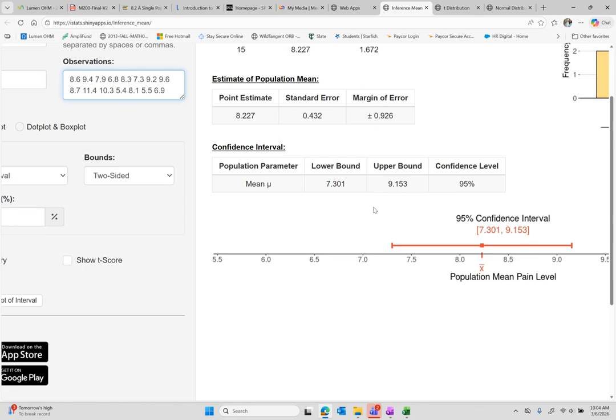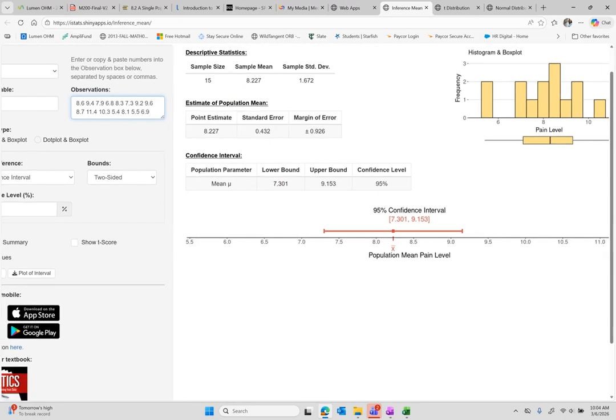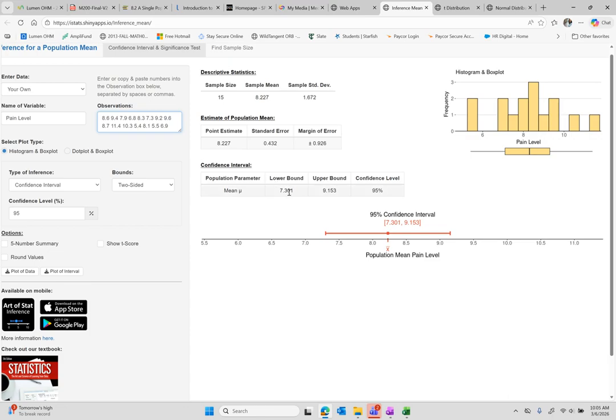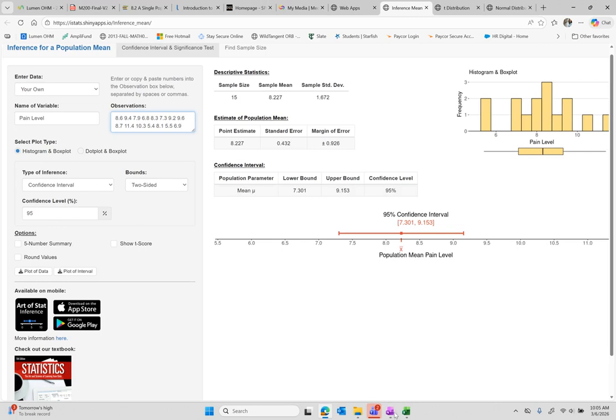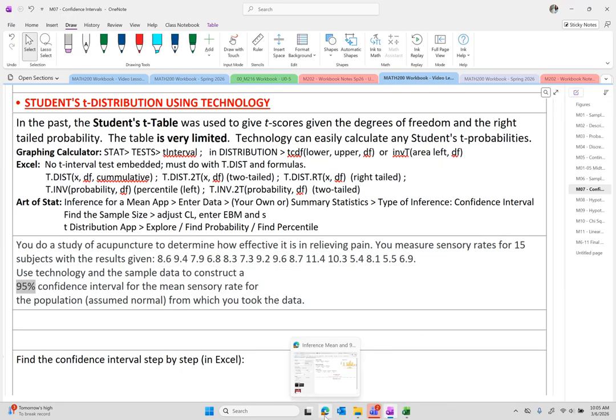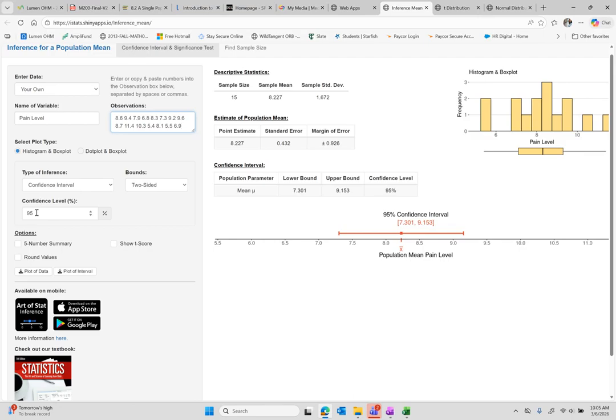It told me that I am doing a confidence interval for the population parameter, which is the mean pain level. The lower bound is 7.301 and the upper bound is 9.153. And this is a confidence level at 95%. Let's see if that is what the problem was asking us. Yes, it did ask us for a 95% confidence level. ArtofStat defaults to 95%. You will have to change the percentage here if you need.